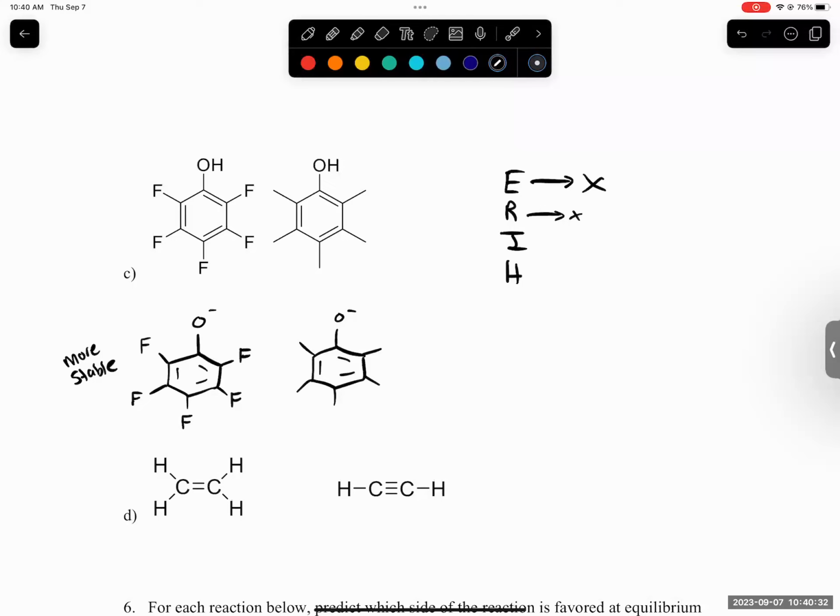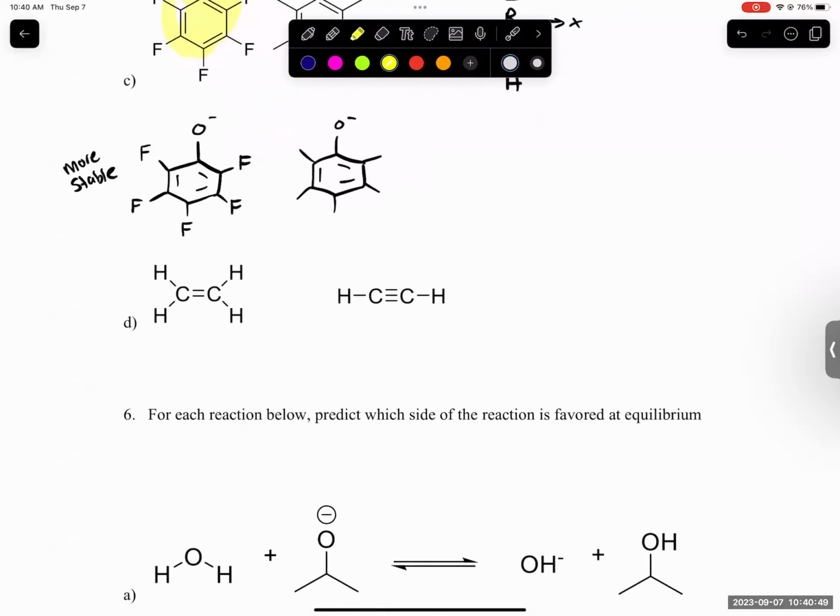Because we said this one on the left is more stable, what does that mean about the acid that it came from? It's more stable, so that means it's a weaker base, which means it came from the stronger acid. So the one highlighted is our stronger acid.